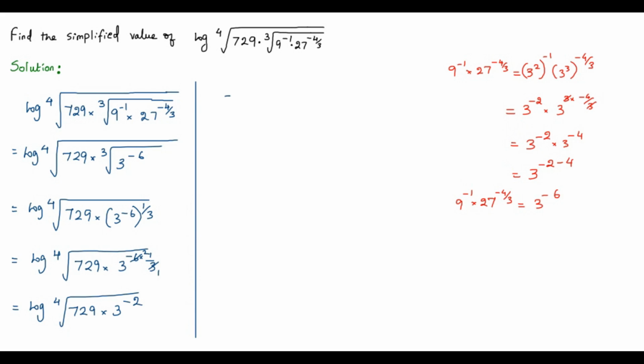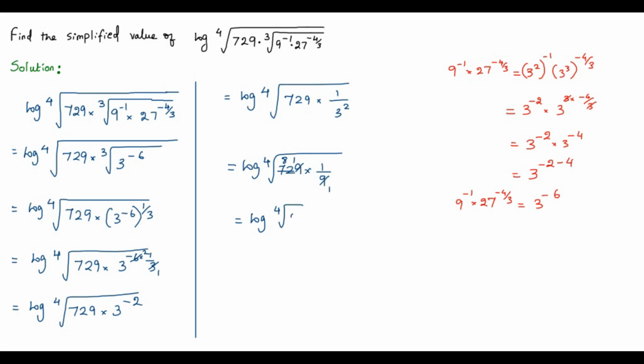Okay, let's continue the problem here. So log 4th root of 729 times this 3 to the power of minus 2 can be written as 1 by 3 square, because if you take this 3 to the power of minus 2 in the denominator, the negative exponent will become positive. So log 4th root of 729 times 1 by 9. Okay, so now because the value of 3 square is 9, we can simplify. 1 times 9 is 9, 9 goes into 72, 8 times, 9 goes into 9 1 times, so we get log 4th root of 81.